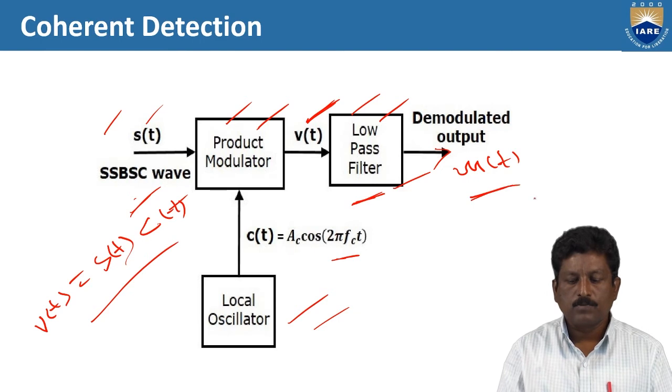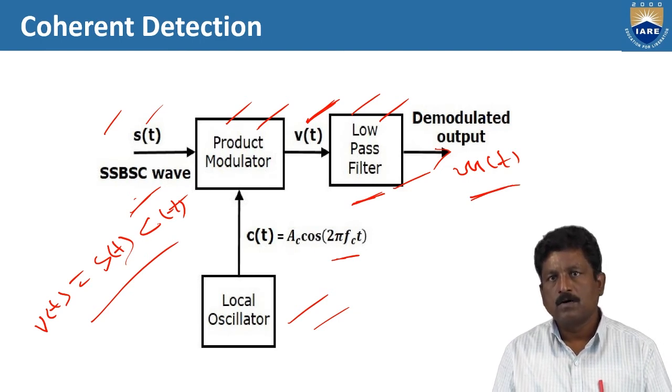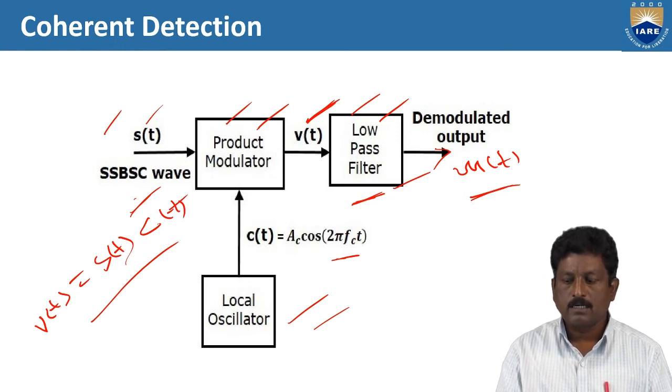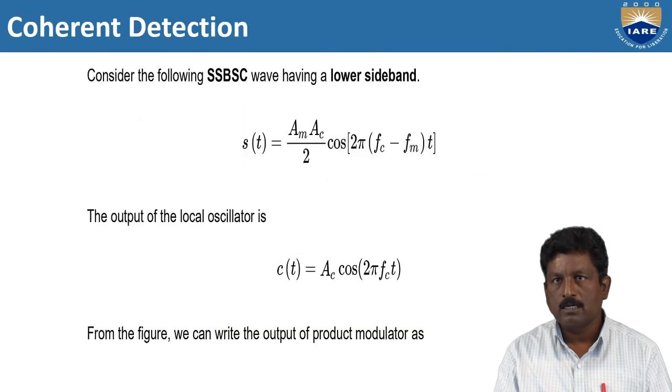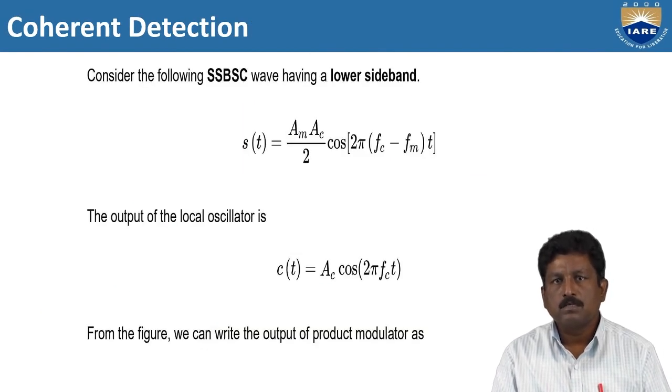Finally, the output of the low pass filter produces our original modulating signal m(t) only. This is the block diagram representation. Coming to the mathematical equations, you know that there are two sidebands. SSB consists of the upper sideband as well as the lower sideband.